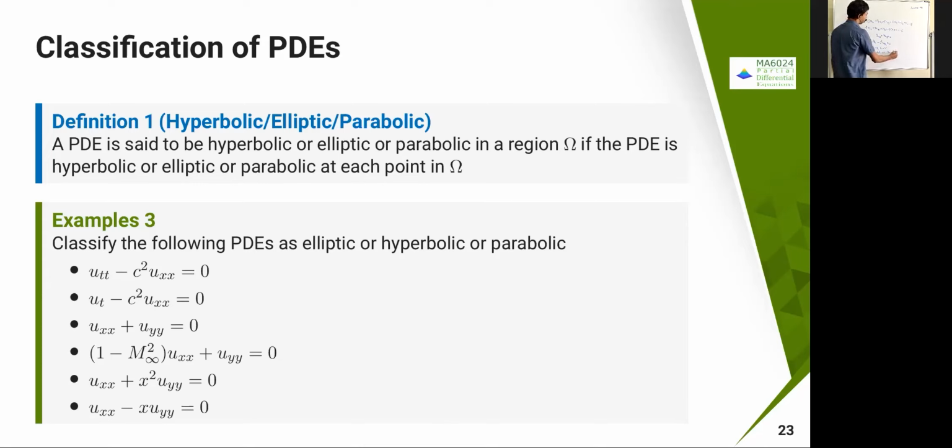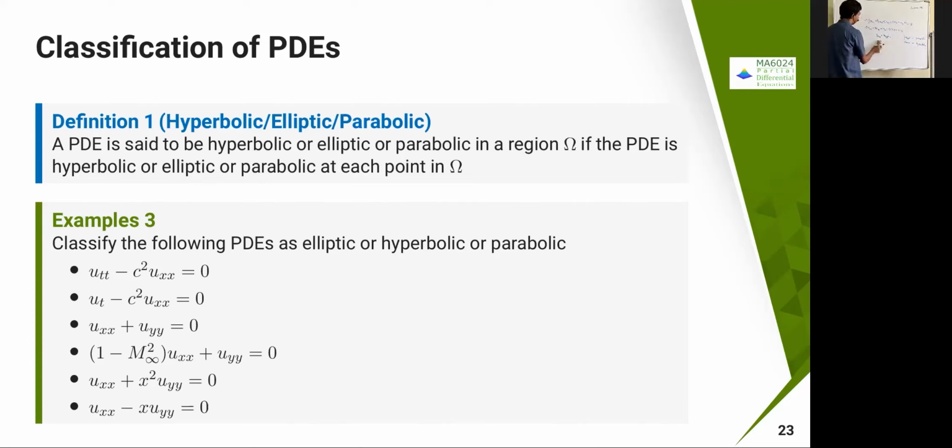So the heat equation is parabolic. The wave equation is hyperbolic. And now we go for the Laplace equation.